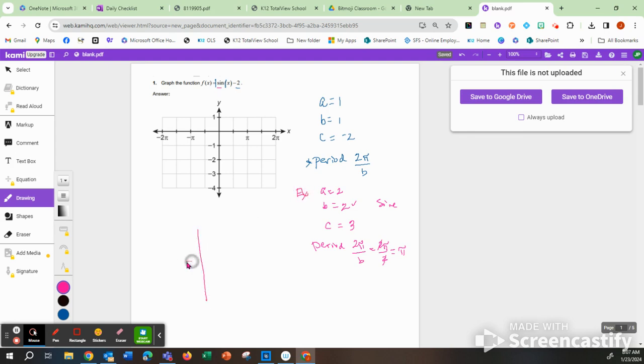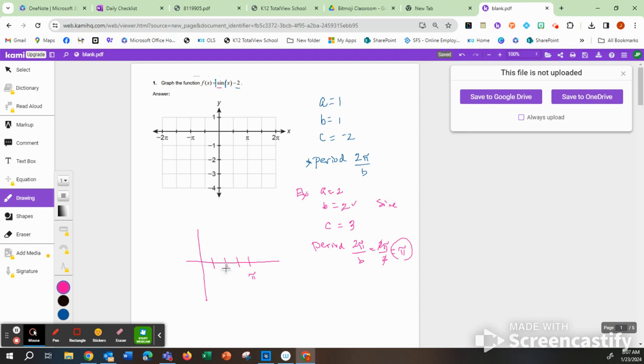one of the things that you have to do is you have to realize what your period is. This is what most people miss. So my first point will be on my y-axis. My second point will be here. My third point will be here. My fourth point will be here. And my fifth point will be here. So I know I have to stretch out to pi.